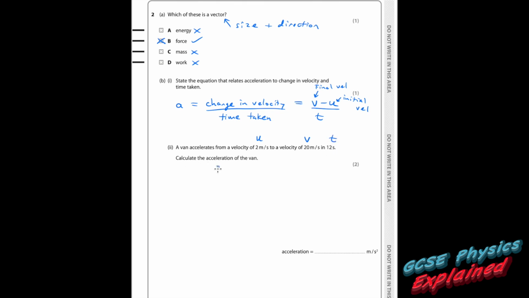Calculate the acceleration of the van, so a is our target, so we'll just do a equals v minus u over t, pop the numbers in, so that's 20 meters per second, take away 2 meters per second and divide that by 12 seconds, and that's 1.5 meters per second squared.